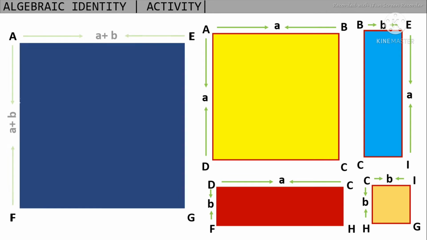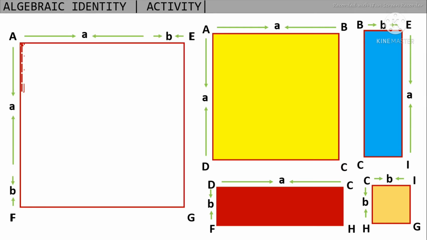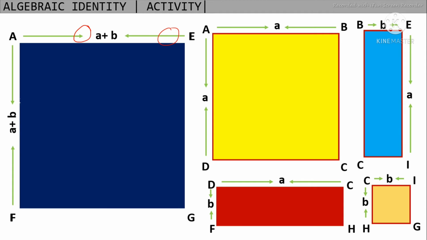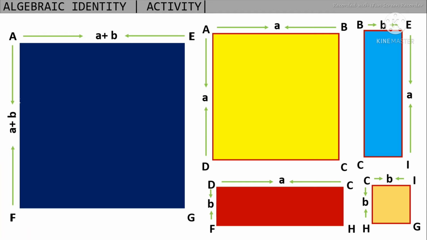Now here we see that each side of the square AEGF is a plus b. As we have seen earlier, you can see here a and b, we have got a plus b. Hence, each side of the square AEGF is a plus b.